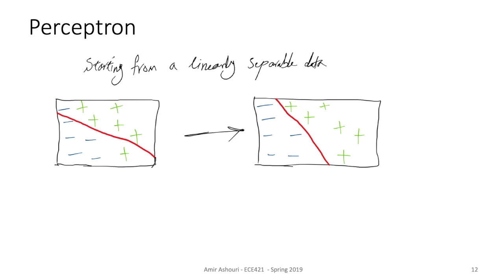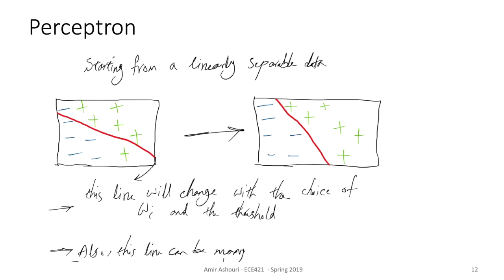I mentioned briefly that this line, your red line, will change with the choice of your W's and the threshold in the case of credit card approval. Another property of this line is that there could be many lines. If you have a space of data like that, you could have many other lines that would still do the job perfectly.